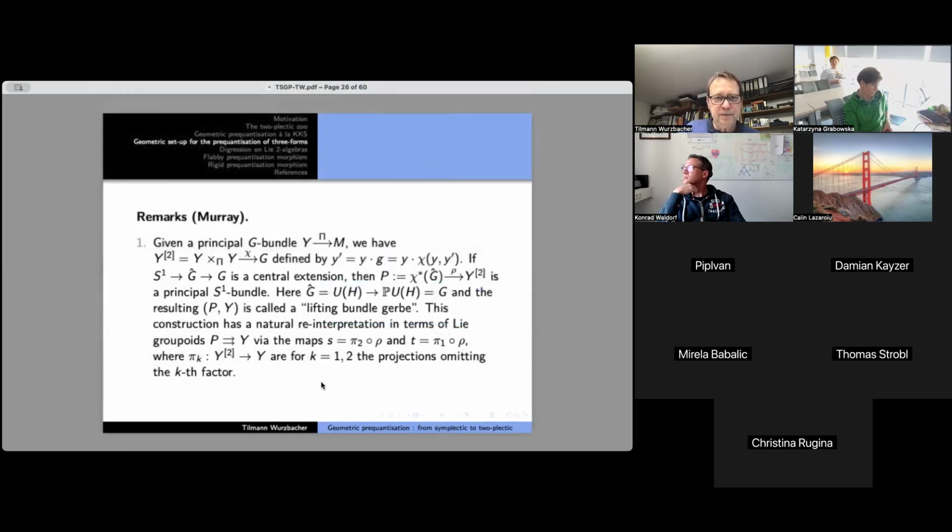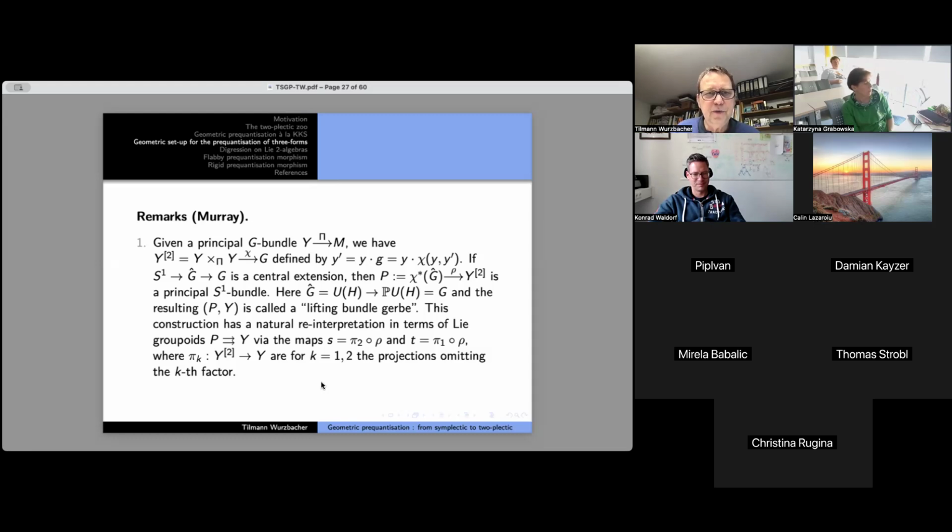Okay, so I will try to explain the terms a little bit more. These things go back to Murray. He wrote a nice article which is called Bundle Gerbes, and then a second which is called Introduction to Bundle Gerbes. Okay.